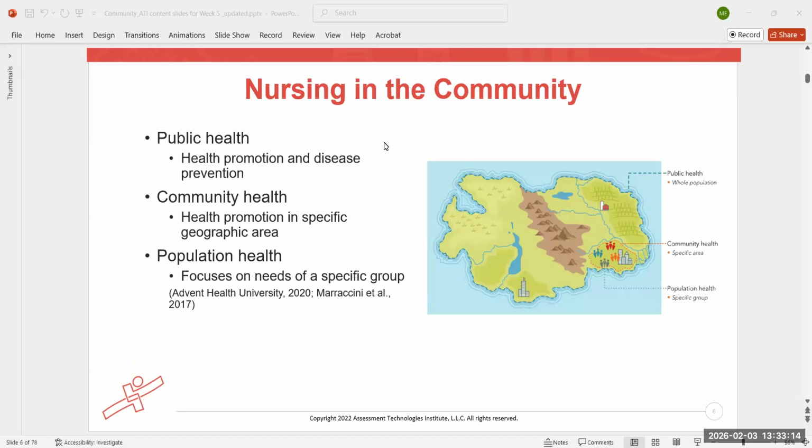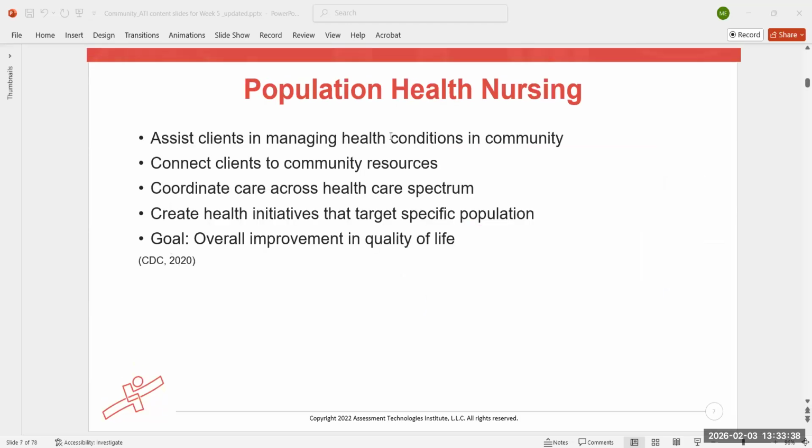So there's a couple different types of nursing within the community. We'll hit on public health, and again, looking at health promotion and disease prevention. Community health, health promotion within a specific area. Population health, looking at specific needs of specific patient groups. Population health nursing is going to help assist clients in managing health conditions within their community.